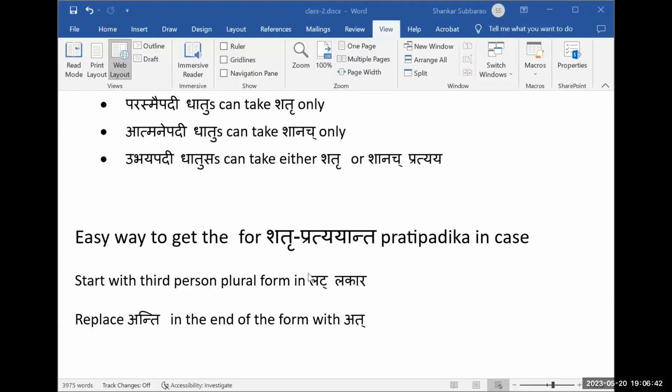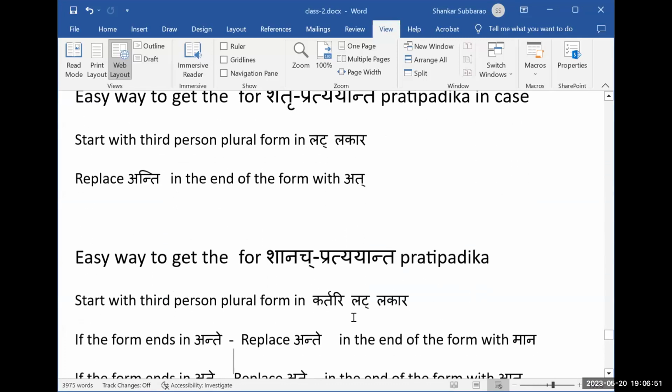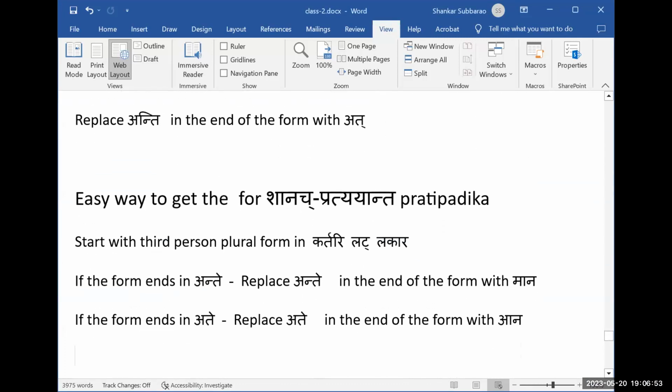Okay. Now, how about shanac? To get shanac forms, what do you do? For that, I again want you to start with third person plural, but for an atmanepada dhatu, in kartari. So suppose you take labh, what will you get? Labhante, correct? You get labhante.